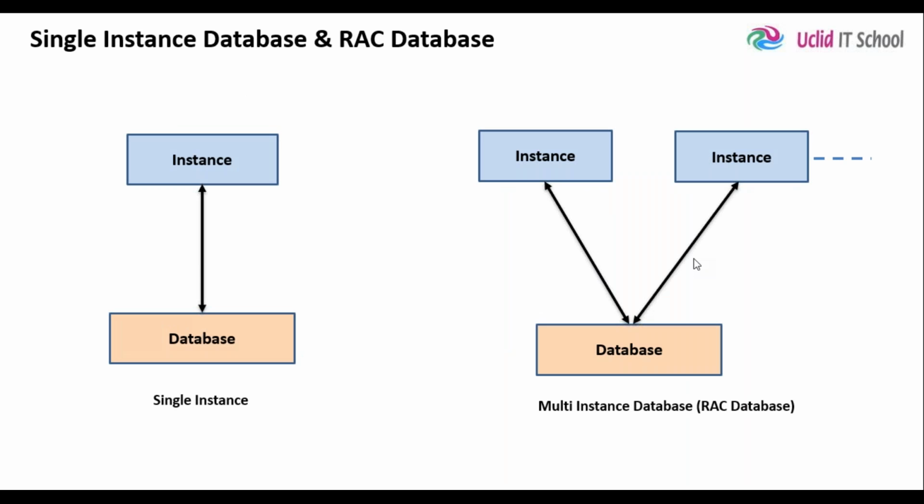Normally, an Oracle database will have a single instance, but an Oracle database can have multiple instances also. So accordingly, we have single instance database or the regular Oracle database, or multi-instance database, where a single Oracle database will have multiple instances. So this type of database is also called a real application clusters database, RAC database.